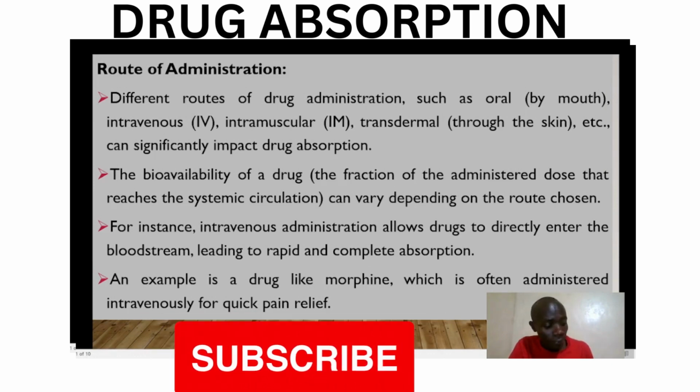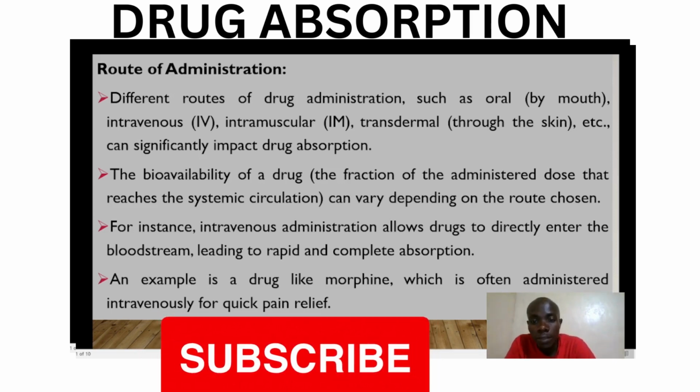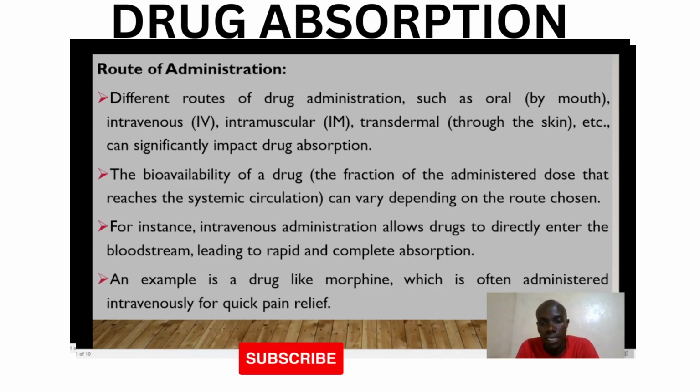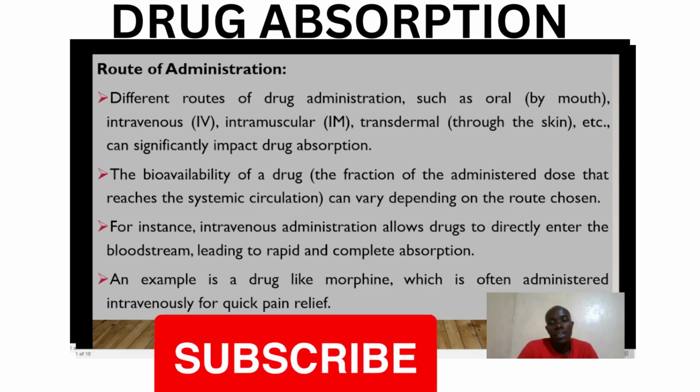Drug absorption is the first step of drug pharmacokinetics, and we said absorption is the movement of the drug from the site where it has been administered to the bloodstream. So, what are these factors that are influencing that process? Number one is the route of administration.